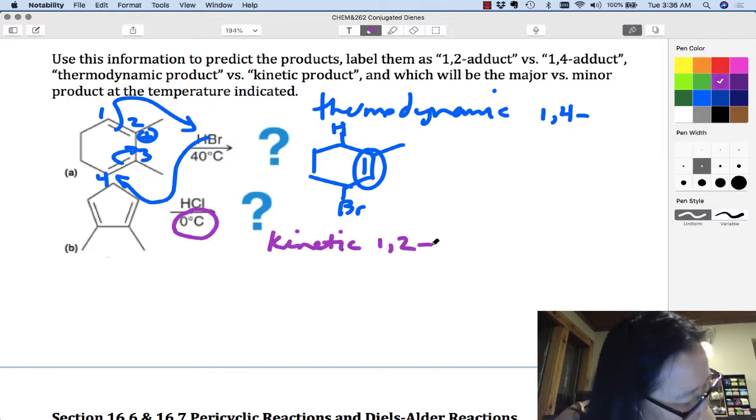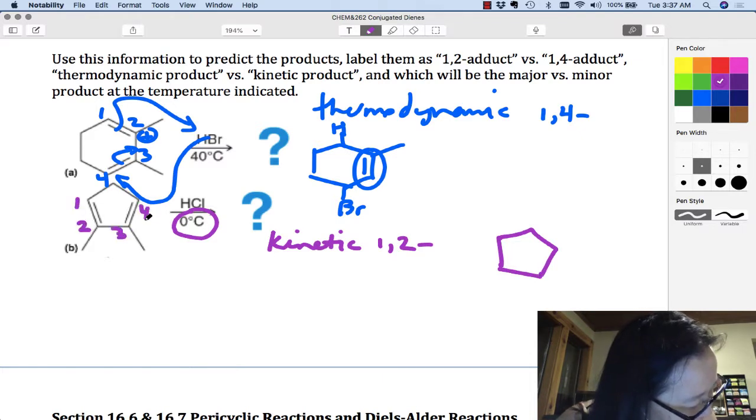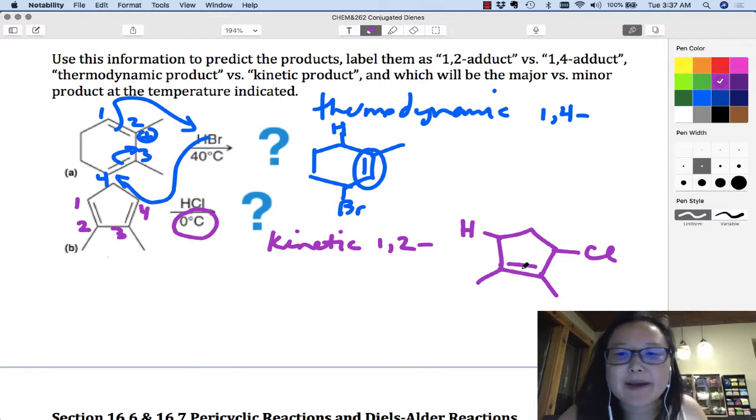So I'm going to favor the 1,2 adduct as my major product, which means if I do 1, 2, 3, 4, again this is symmetrical, I have H at 1, and I have Cl here, and I have the resonance structure putting the pi bond there.